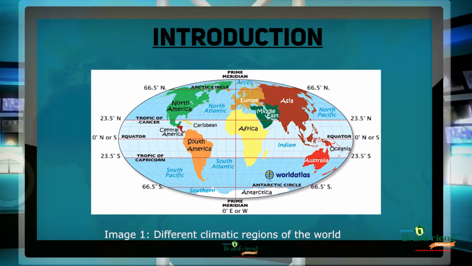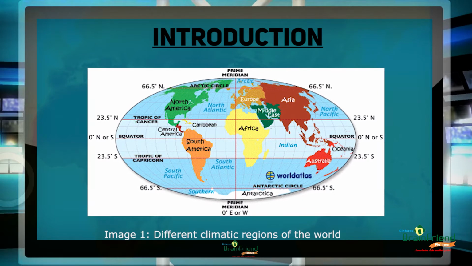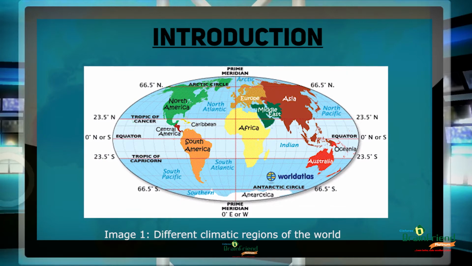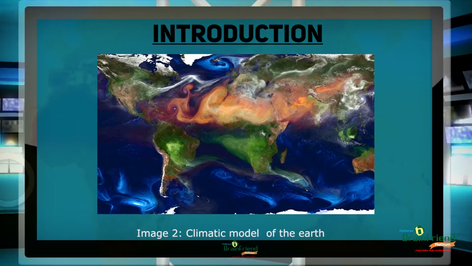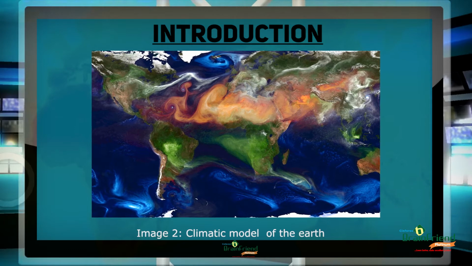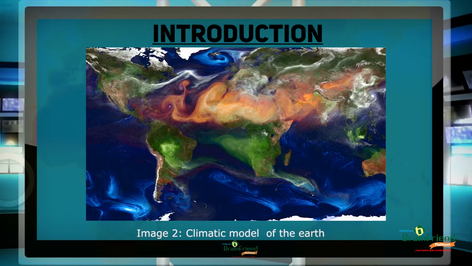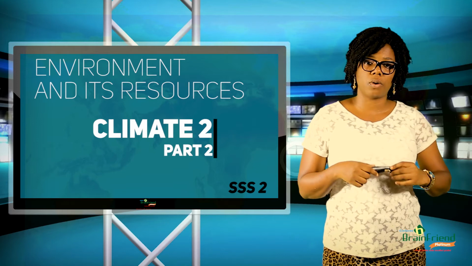The first image shows the distribution of different climatic regions of the world. From the image, we can see the lines of latitude that represent different climatic regions of the world. While this image is a climatic model of the Earth, the different colors represent different climatic regions of the Earth. Now let's take a look at the major climatic types that can be found on the Earth.